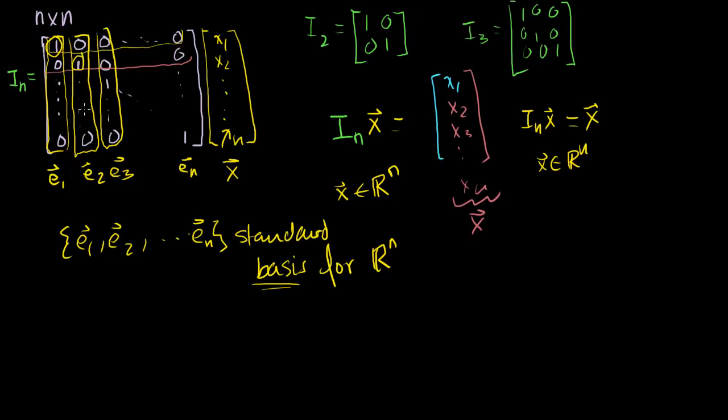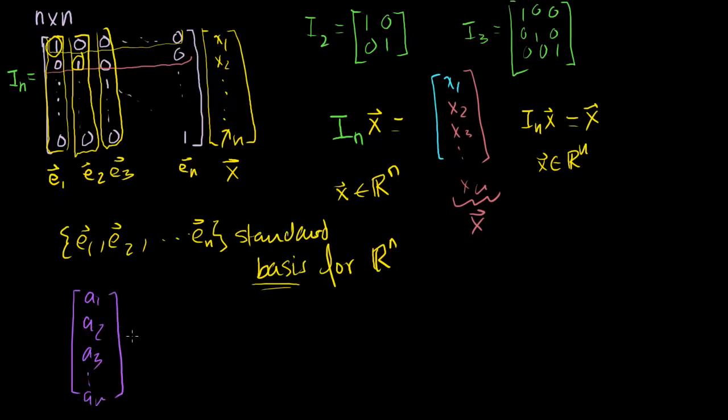And then to see that you can construct any vector with a linear combination of these guys, let me put it this way. Let's say you want to construct the vector a1, a2, a3, all the way down to an. So this is some member of Rn. You want to construct this vector.